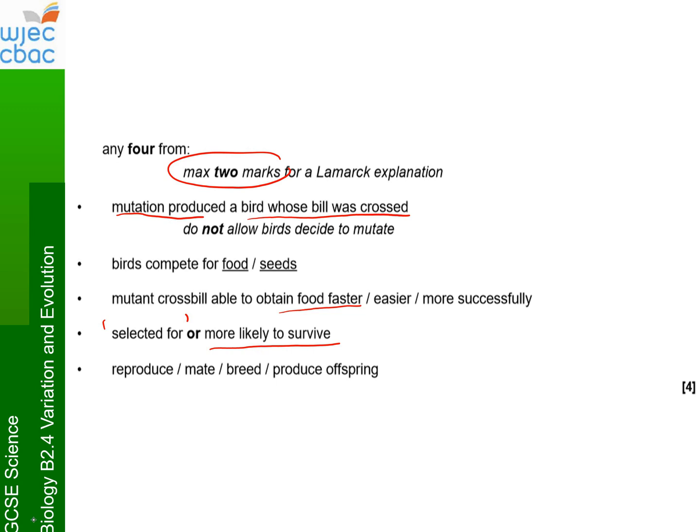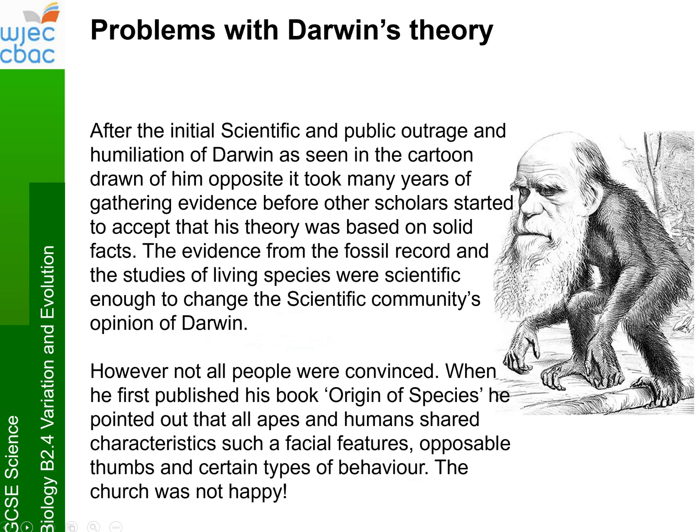Turn to page 40 then. So we've already discussed a few of the problems with Darwin's theory. This image here was actually in the newspaper around about the time when Darwin lived, and they purposely drew him as an ape to try and publicly humiliate him, to embarrass him, because the church was so offended by his ideas and views and theories at that time. So after the initial scientific and public outrage and humiliation of Darwin, as seen in this cartoon drawn of him opposite, it took many years of gathering evidence before other scholars started to accept his theory based on solid facts.